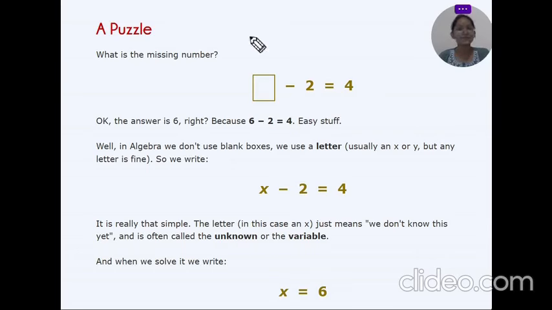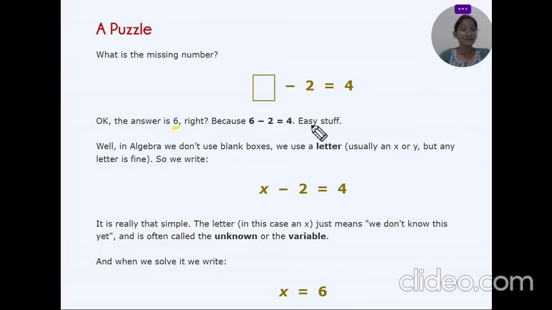Hello students, today we are going to study the basics of algebra. Can you see this expression that says box minus 2 equals 4? So what is the missing number? The answer is 6. Why? Because 6 minus 2 equals 4. Isn't that very easy for you to do?